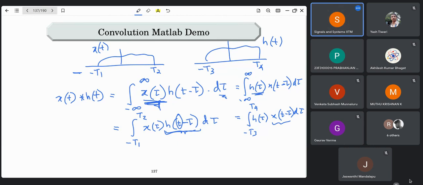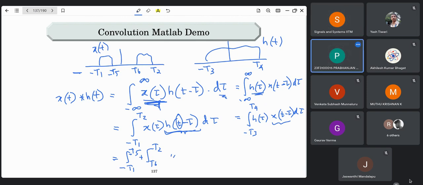Is it clear? Yeah. And Professor, minus t1 to t2 can be further broken into more intervals while integrating. Yeah, so if your signal is something like this, let's say this is some minus t5, t6, you can break this further down into two integrals. You can write this as minus t1 to minus t5 plus t6 to t2. You can do this, right? Yeah. Okay. Thank you.